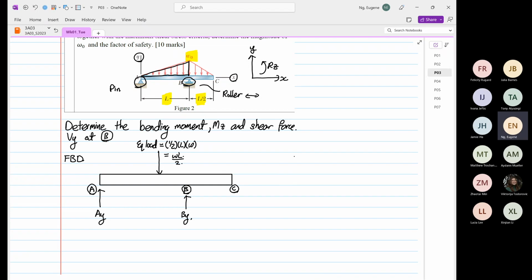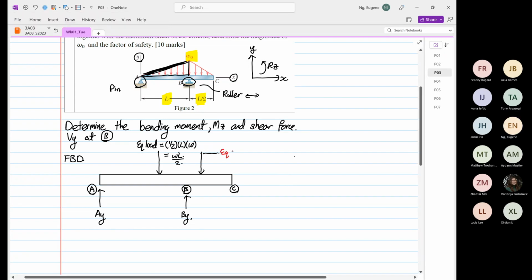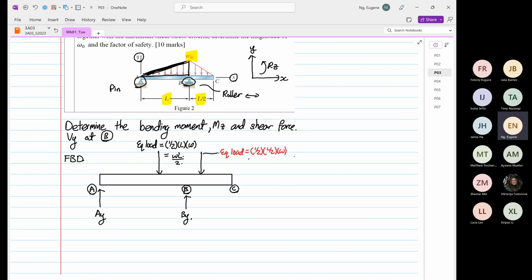Okay. And the equivalent load is the total load under the area or under the line, which is this line over here that I'm highlighting now. So it's omega L over 2. Then we have another equivalent load for the other triangle. So this equivalent load will be equal to half. The base is L over 2. And the height is also omega. So this will be equal to omega L over 4.